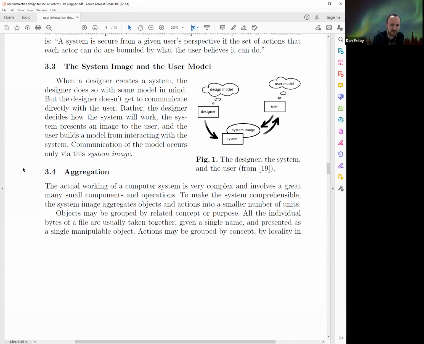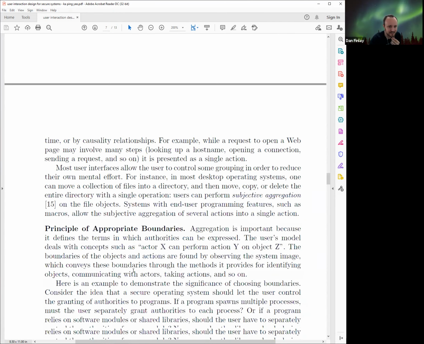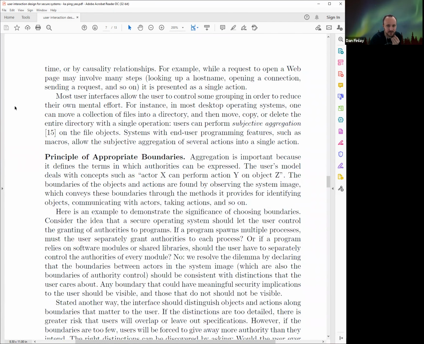Aggregation. The actual working of a computer system is very complex and involves a great many subcomponents and operations. To make the system comprehensible, the system image aggregates objects and actions into a smaller number of units. Objects may be grouped by related concept or purpose. All the individual bytes of a file are usually taken together, given a single name, and presented as a single manipulatable object. No, he's getting ahead of himself. That's the principle of appropriate boundaries, if I'm not mistaken. He's getting at... Actions may be grouped by concept, by locality and time, or by causality relationships.